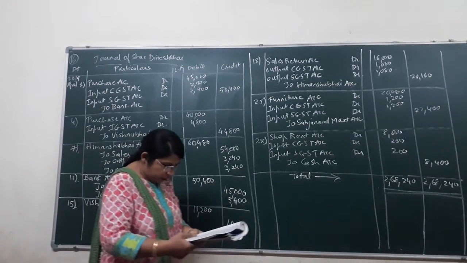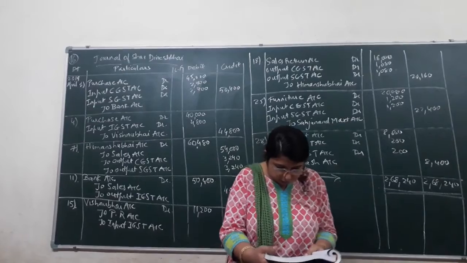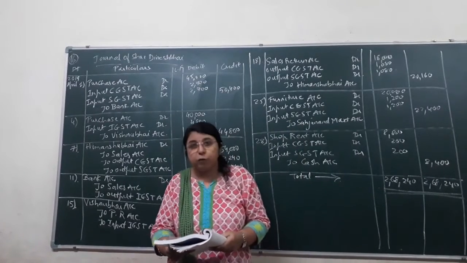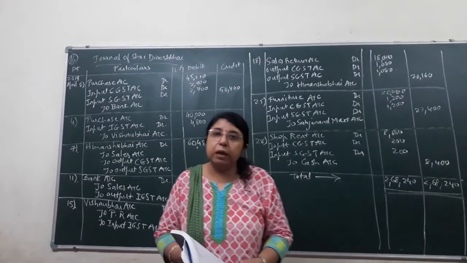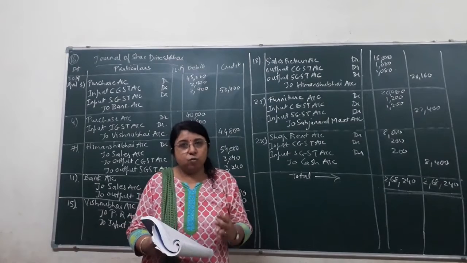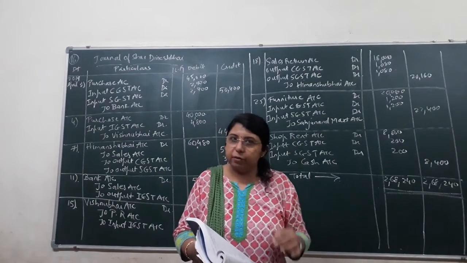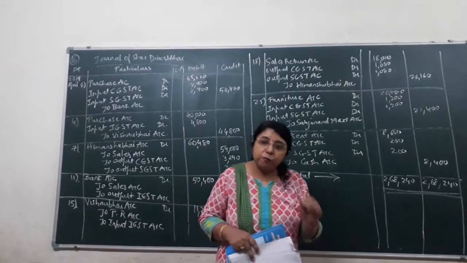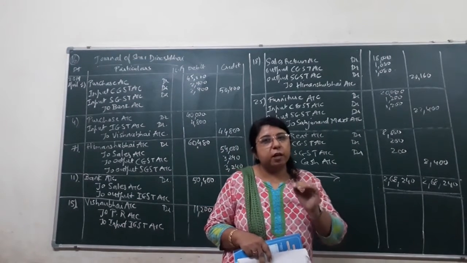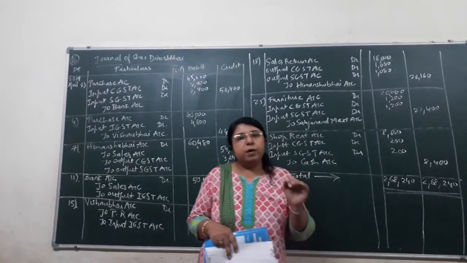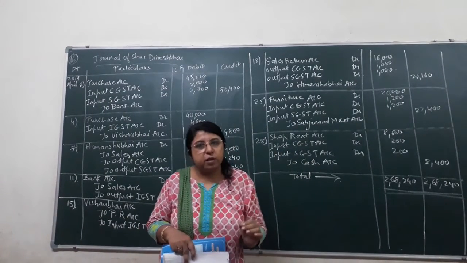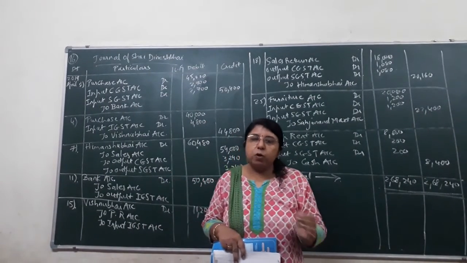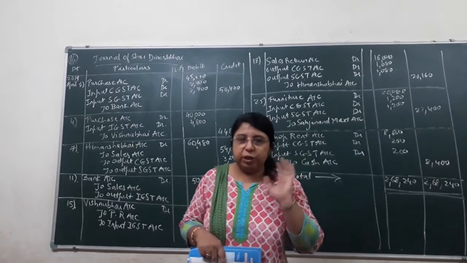Goods of rupees 60,000 sold at 10% trade discount to Himanshu Bhai of Himatnagar. Now that is within the state. So two different taxes will be applied, that is CGST and SGST. But this is a transaction of sales. If it is a transaction of purchase, then input CGST and input SGST will be used. But if it is a transaction related to sales, then output SGST and output CGST.